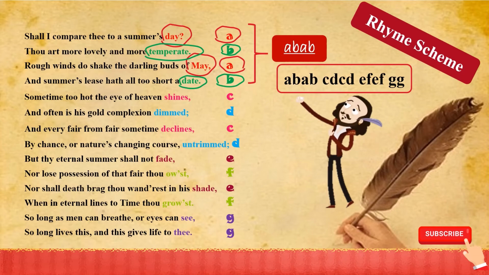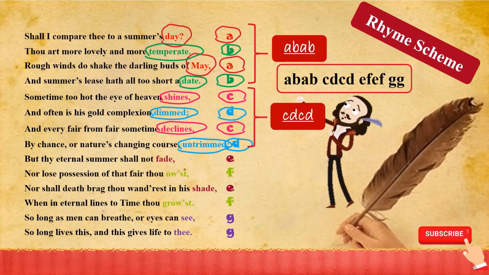Coming to the next quatrain, we do have shines and declines, rhyming as CC. Then we have dimmed and untrimmed, ending in the same rhyme and entitled DD. So collectively they will be known as CDCD. Why is it so? Because there is no repetition of the same sound, so each quatrain is entitled with a different symbol or alphabet.